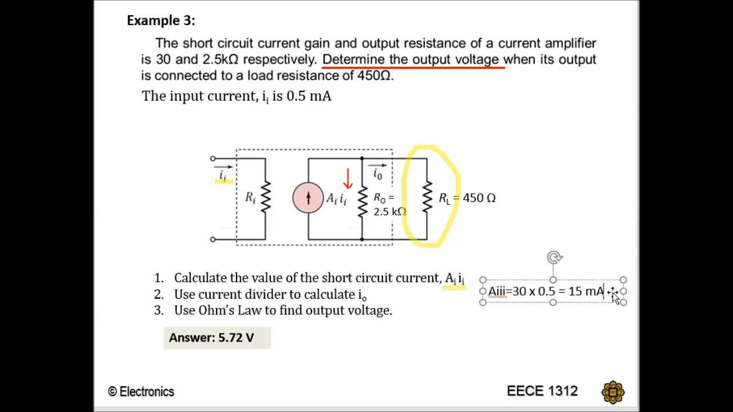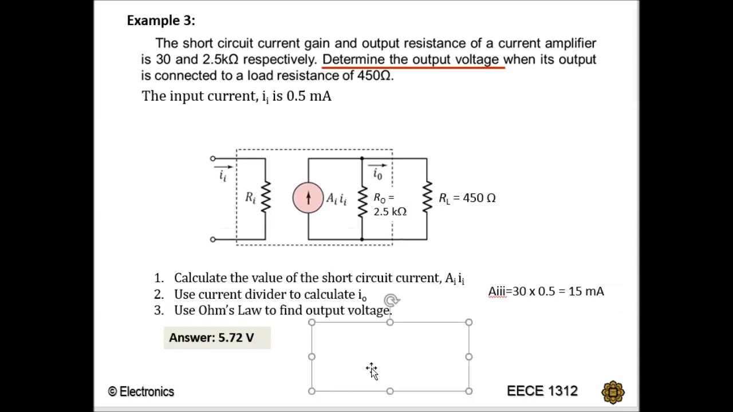Okay. So the next step says use current divider to calculate the output current. For your voltage amplifier, you use voltage divider. For your current amplifier, you're going to use current divider. Current divider is normally used when you have a current source, or you know the main current, and the current is going to be split between two resistors that are in parallel.